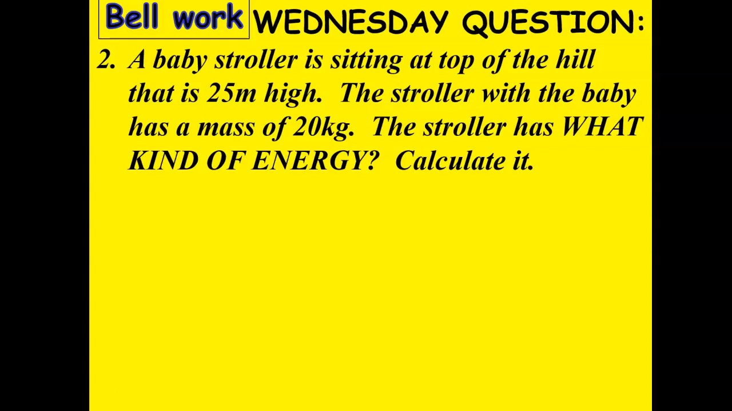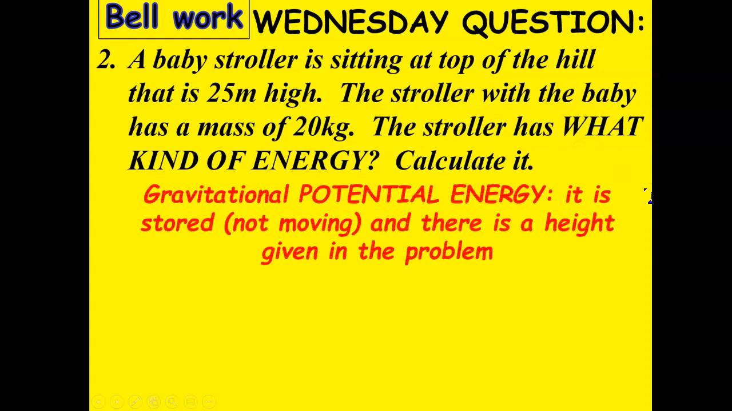Okay, this question is asking you, based off of the information, what type of energy is it? And then you're going to calculate it. So you have a baby stroller that is sitting at top of a hill that is 25 meters high. The stroller with the baby has a mass of 20 kilograms. What type of energy is it? And then calculate it. You know that you have your baby stroller that is sitting on top of a hill. It's just sitting there. So therefore, this is gravitational potential energy because it is stored energy that is not moving, and there is a height given in the problem.